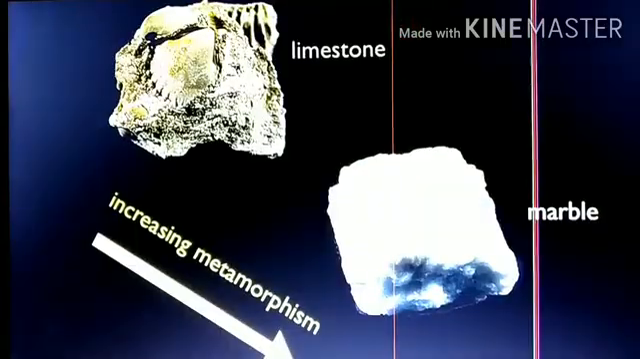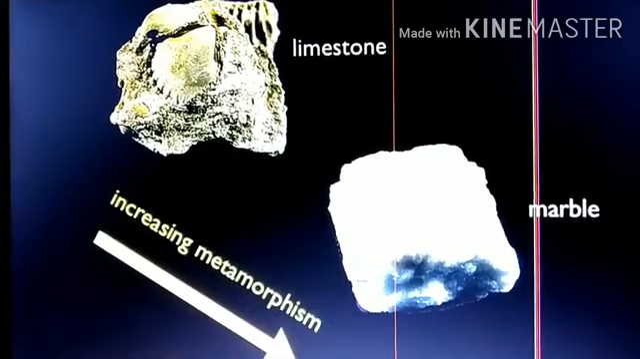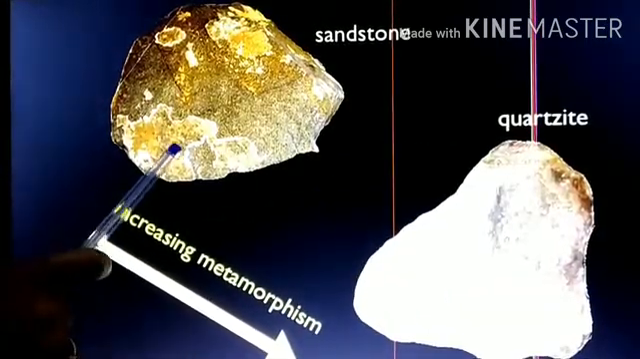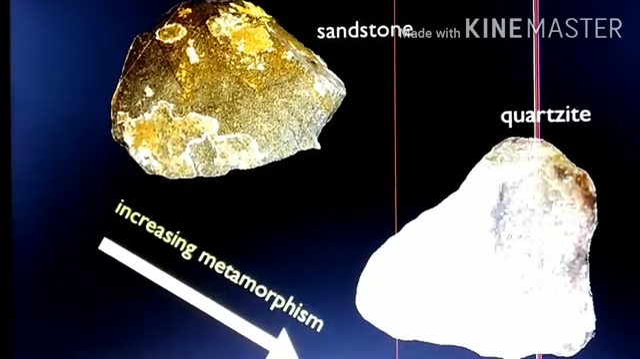Now we will discuss metamorphic rocks. What are metamorphic rocks? How are they formed? Igneous and sedimentary rocks can change into metamorphic rocks under great heat and pressure. Rocks formed in such a way are called metamorphic rocks. For example, limestone changes into marble. Sandstone changes into quartzite. Now you may have a doubt.